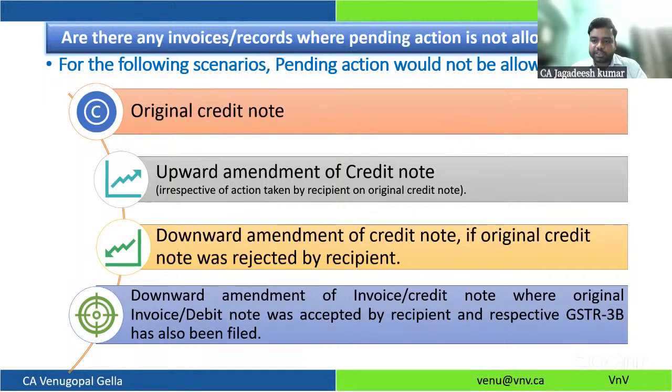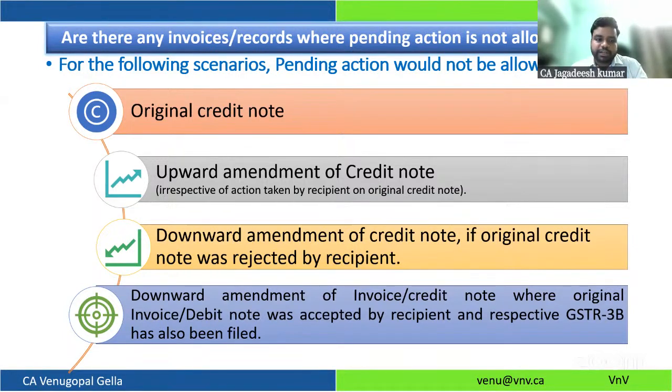So are there any invoices where pending action is not allowed, where you will have an option only to accept it or reject it, and not the option of taking pending action? Yes, there are some scenarios where pending action would not be allowed. Now we'll see what they are. In case of an original credit note, you have to accept it or reject it. You will not have an option to keep it pending.